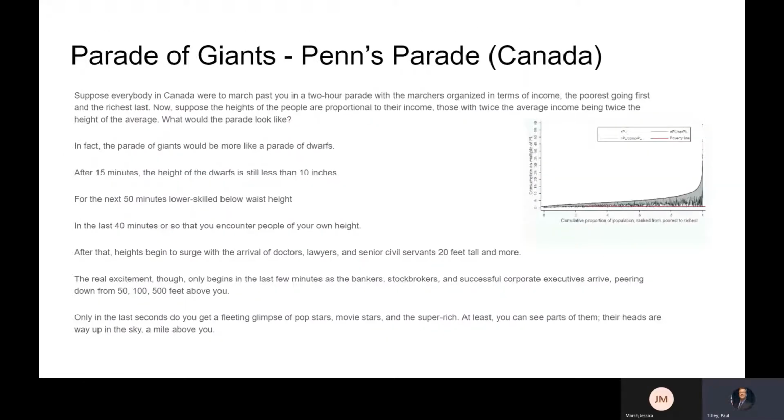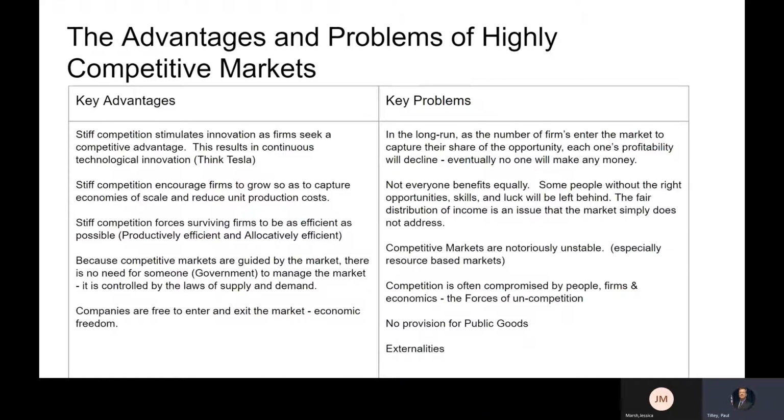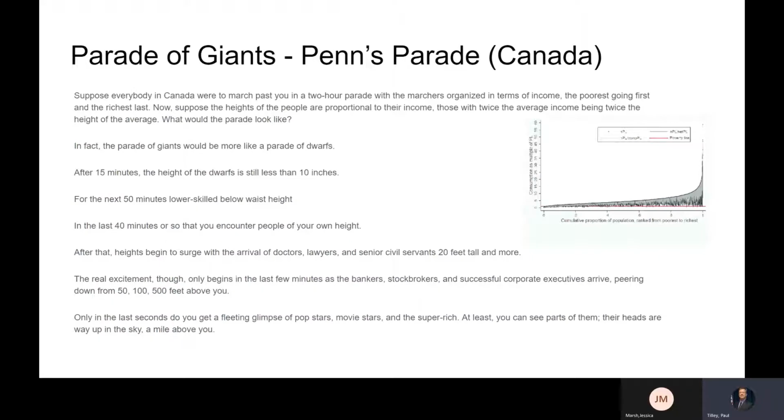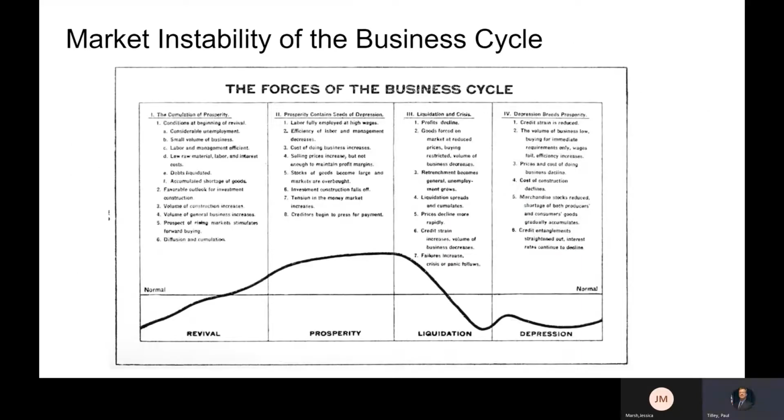So I've looked at these in turn in these slides here. A little bit on the parade of giants, and this shows how the richest part of the country, a very small portion of the population, are super rich, and a great number of the population are not so rich. We looked at this market instability, and you can see this is what's called the business cycle, where we see a constant up and down. And government's job is really to try to prevent massive swings in this.